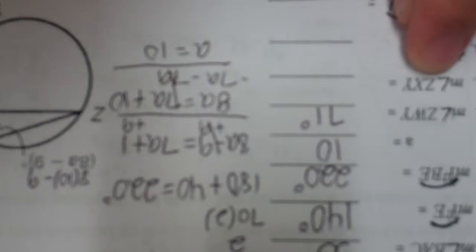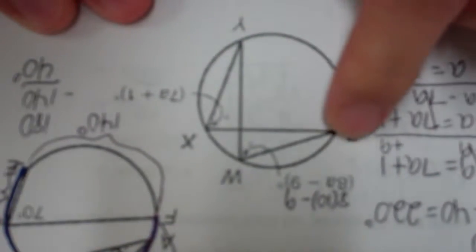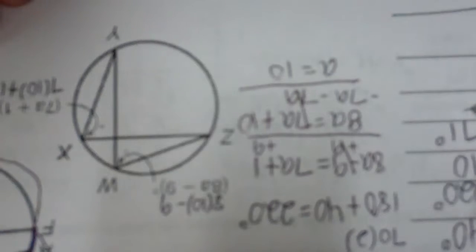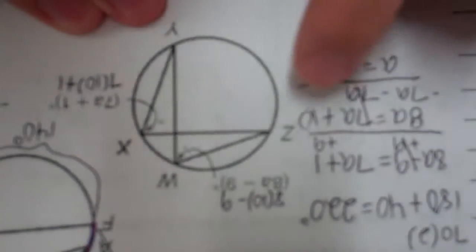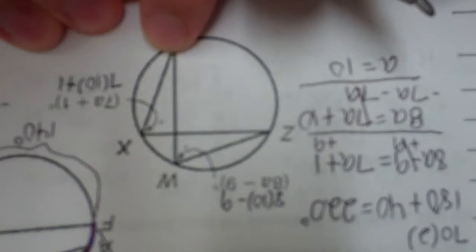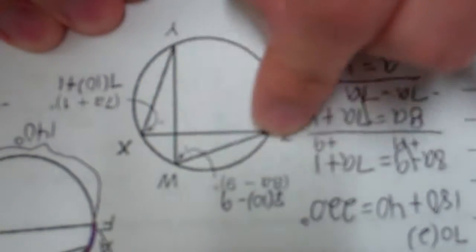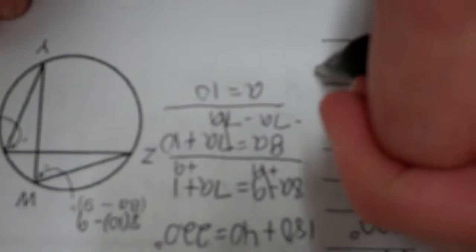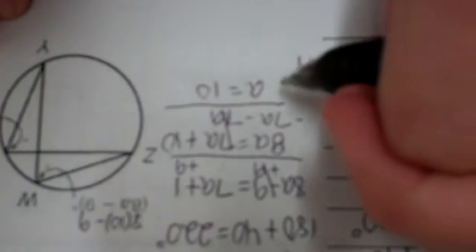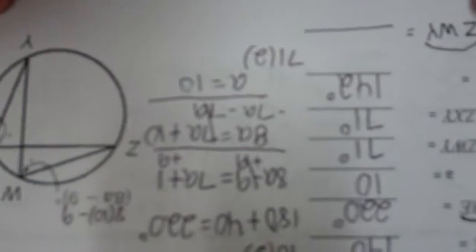The measure of angle ZXY. ZXY, you plug in 10 here. 7 times 10 plus 1, 71 degrees. Arc ZY, so here's ZY. Now remember, this is an inscribed angle, so if it's an inscribed angle, that means the arc is going to be twice the size. So to get ZY, we're going to do the angle 71 times 2, so that'll be 142 degrees.